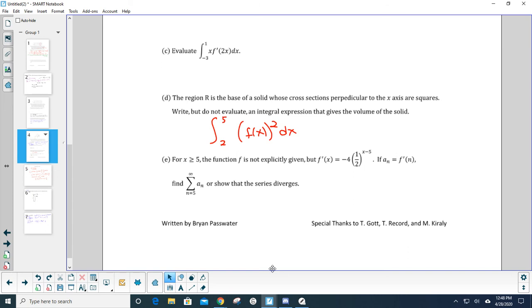Passwater and Record are awesome at this, and they've been readers for years, and they know what BC is much better than me. So I'm going to keep giving you these. I just don't want you to think that I'm trying to be hard on you by giving them to you. I'm not. I just want you to have lots of examples.